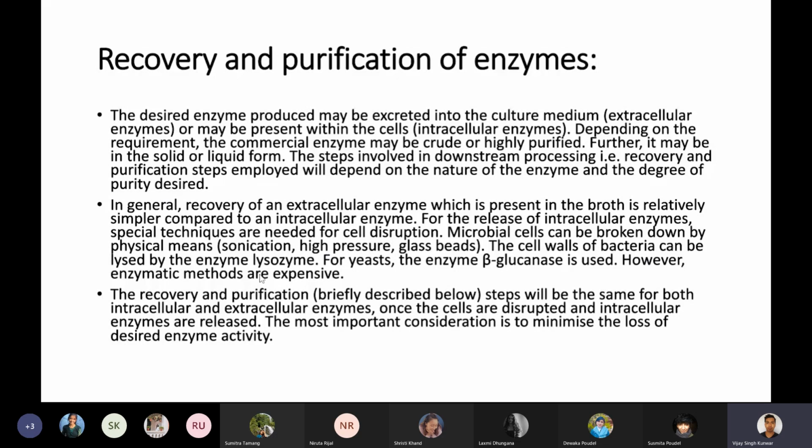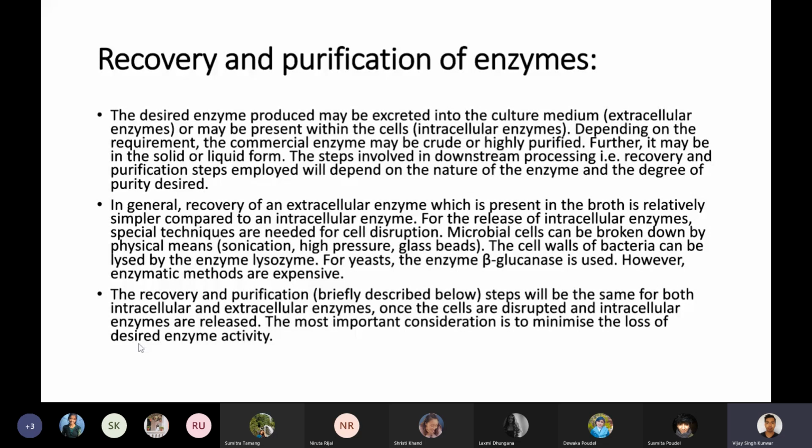So there are many steps that add complexity for intracellular enzymes. There are different methods: physical or mechanical steps, and chemical or enzymatic steps. So lysozyme can be used, or beta glucanase enzymes can be used. The recovery and purification steps will be the same for the intracellular and the extracellular enzymes once the cells are disrupted and the intracellular enzymes are released.